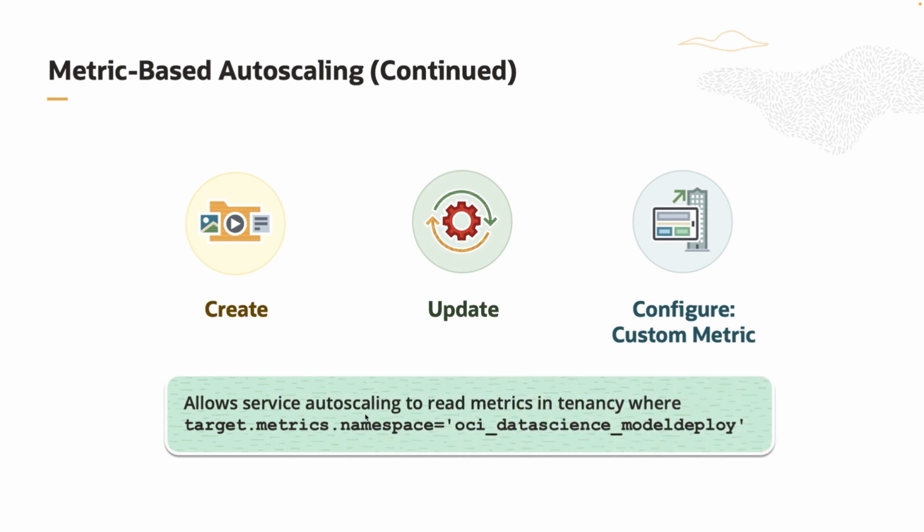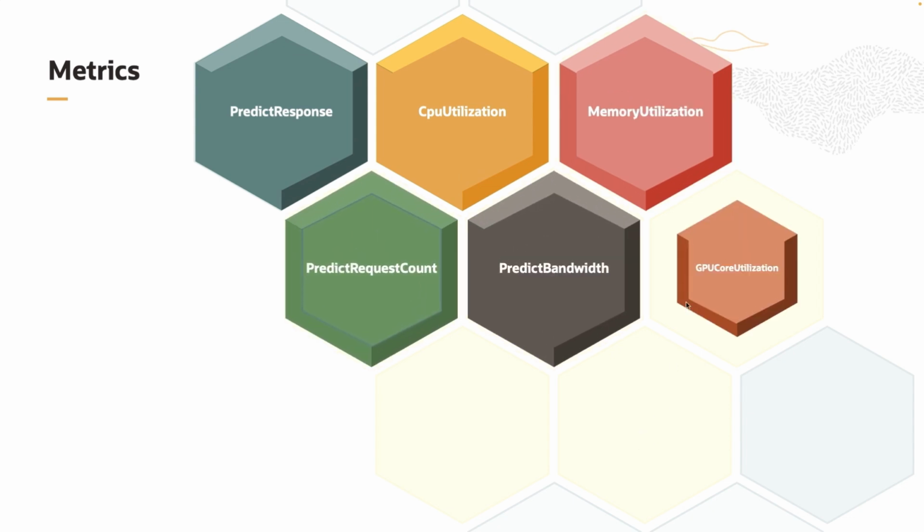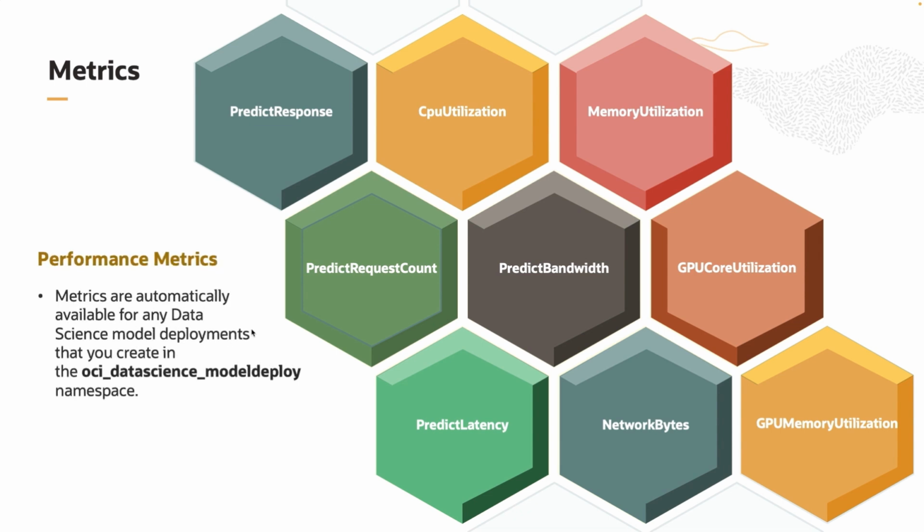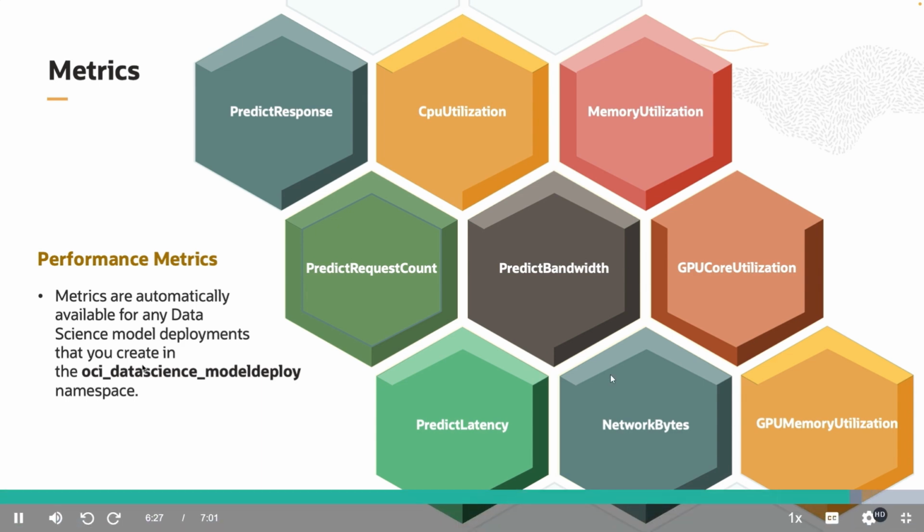So this policy allows service auto scaling to read metrics in tenancy where target.metrics.namespace equals oci_datascience_modeldeploy. So this policy has to be added to your tenancy. Metrics are automatically available for any data science model deployments that you create in the OCI data science model deploy namespace. You don't need to enable monitoring on OCI resources to get these metrics.